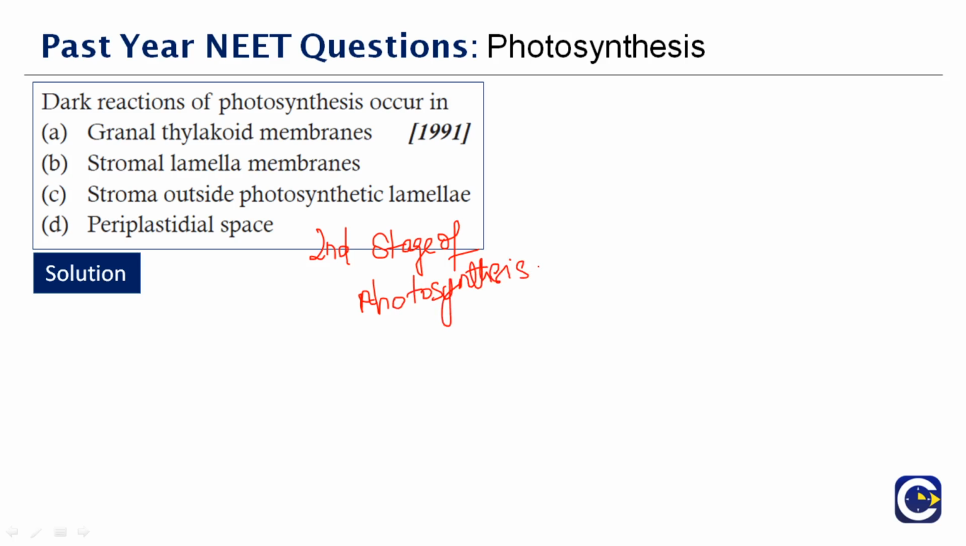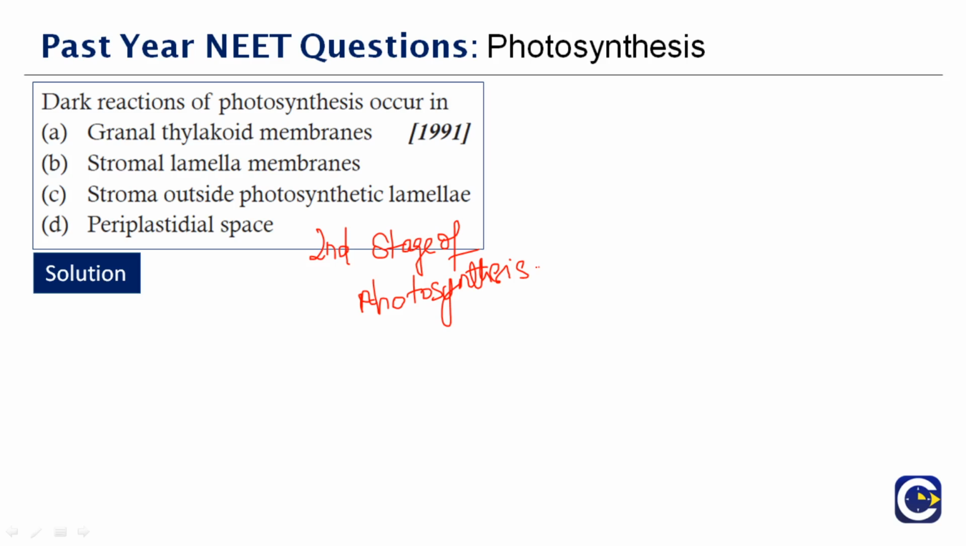What else can you say here? They do not require any light. Since the name itself tells it's dark, it does not require any light. During dark reactions, energy released from ATP drives the fixation of carbon dioxide, and it also forms organic compounds. So dark reaction will occur in dash. It occurs in the stroma, outside the photosynthetic lamella.